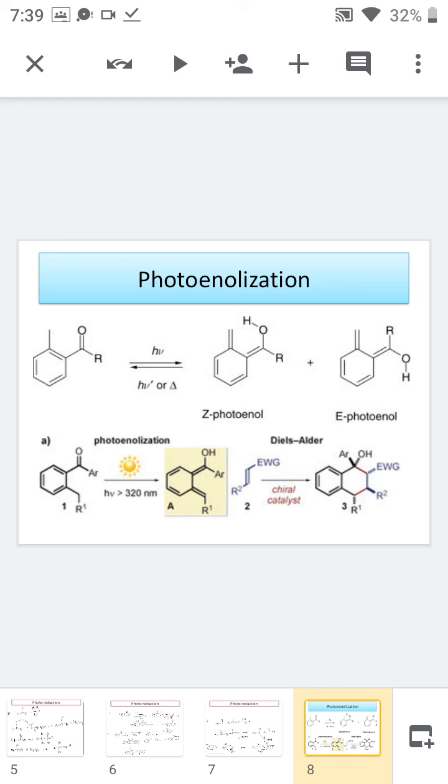Next is photoenolization followed by the Diels-Alder reaction. Here also the keto group is highly reactive. It absorbs the light radiation and forms the enol. For the enolization, the oxygen radical abstracts the hydrogen from the gamma position itself, and after that we add a doubly bonded organic compound which is attached to an electron withdrawing group. This is the Diels-Alder reaction. We have already discussed the Diels-Alder reaction, and a cyclic rearrangement occurs and forms a final product.